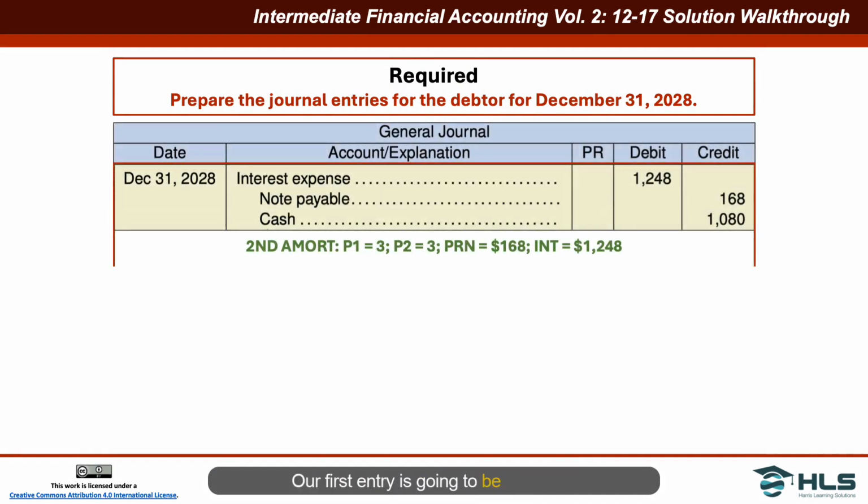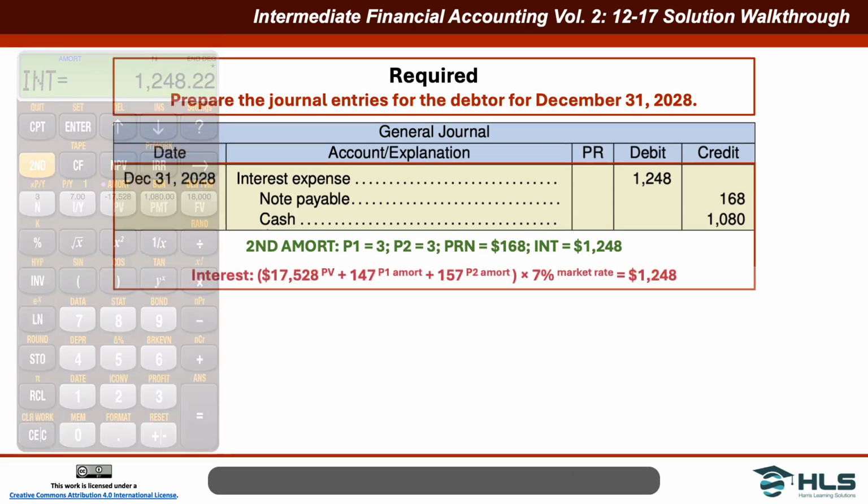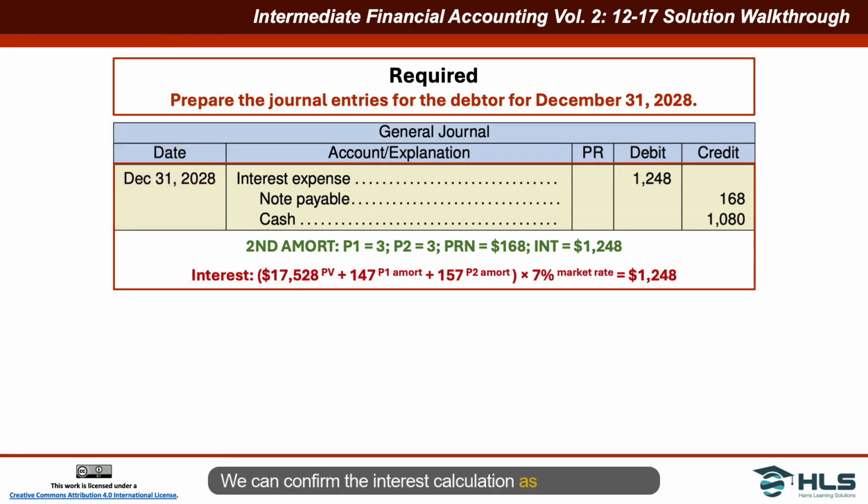Our first entry is going to be the same to record the interest. Using the amortization feature in the calculator, let's set P1 and P2 both equal to 3. So scroll till you see P1, type 3, enter, press the down arrow. For P2, type 3, enter. Scroll down till you see PRN, which is $168. Scroll down once more, and you'll see INT is $1,248. We can confirm the interest calculation as $17,528 initial present value, plus the $147 principal amortization in payment 1, plus the $157 amortization from payment 2. That sum multiplied by 7% is $1,248.